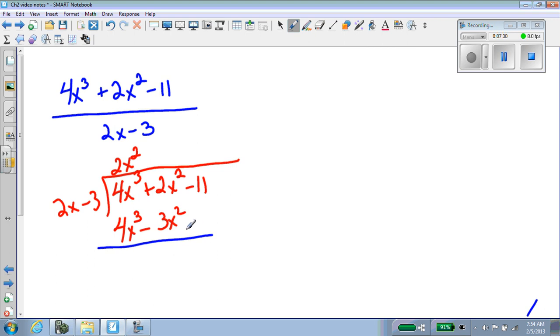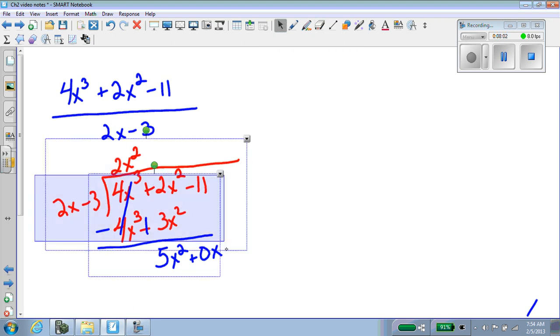I'm going to draw a line and subtract. So I get 5x squared. Bring down my minus 11. Actually, I should bring down plus 0x. I'm missing a term. So I need to, let's see, this is going to be, oh shoot. Can I start that again? Because I have a mistake here. All right, so let me start the problem again. Apologies for wasting your time.